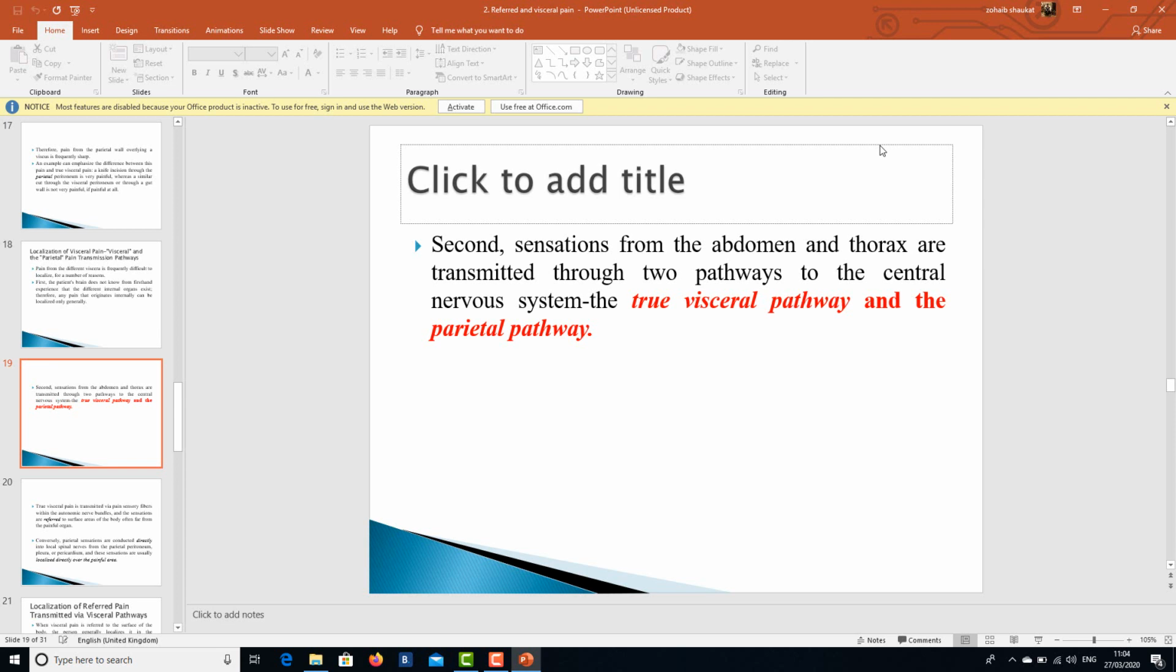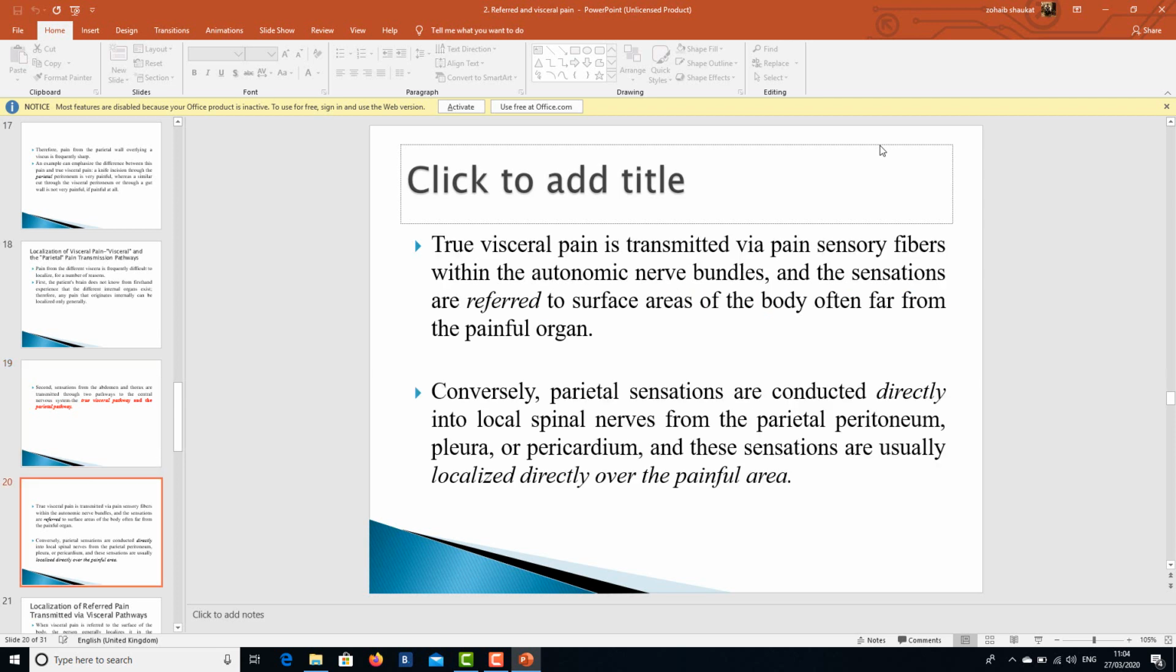Sensations from abdomen and thorax are being transmitted through two pathways to the central nervous system, that is the true visceral pathway as well as the parietal pathway. Now the true visceral pain is transmitted via pain sensory fibers within the autonomic nerve bundles, and the sensations are referred to surface areas of the body often far from the painful organ.